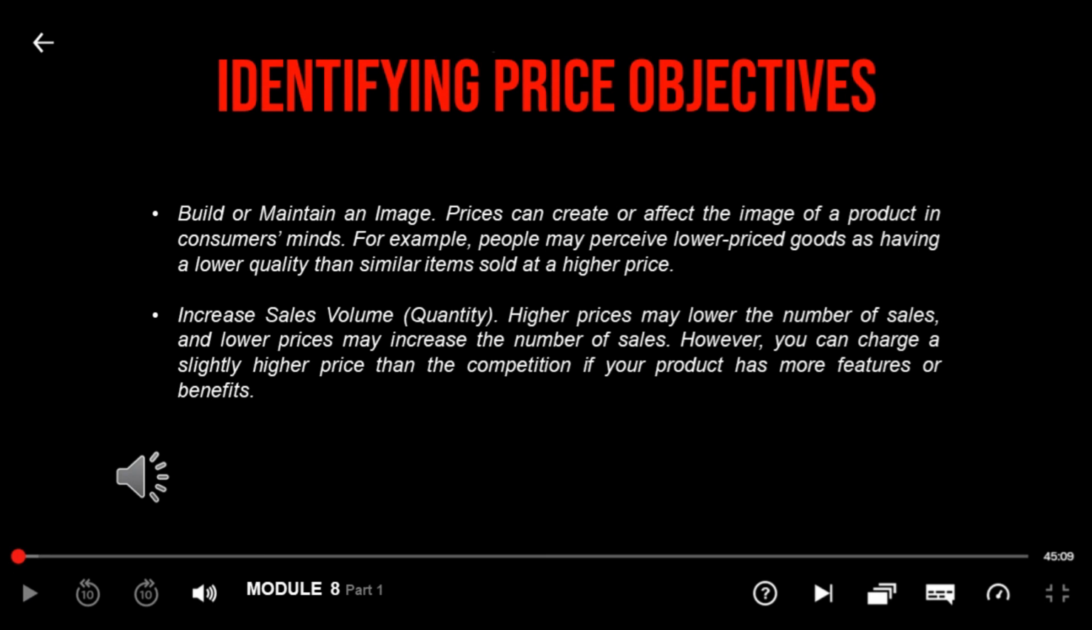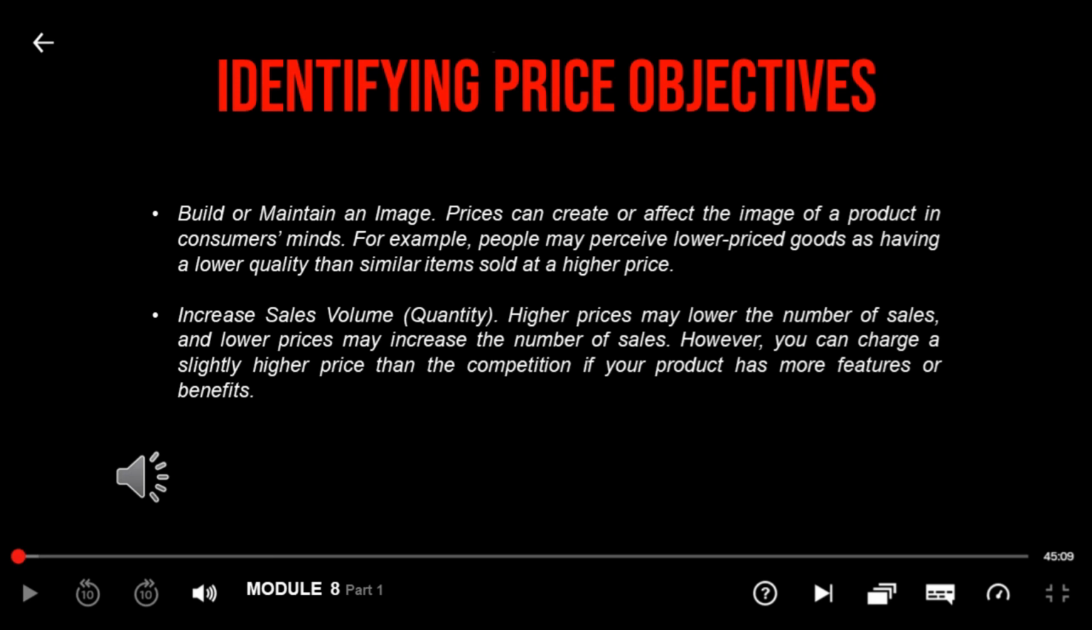So, next slide is identifying price objectives. So, build or maintain an image. So, price can create or affect the image of a product in consumer's mind. For example, people may perceive lower price goods as having a lower quality than a similar item sold at higher price. Like for example, na parang nasa mindset na ng isang customers yung pag-lower yung price, lower din yung quality nung product na binili. So, dapat kahit na lower yung price, dapat kahit papano, hindi naman ganun ka-lower din yung quality ng product nila.